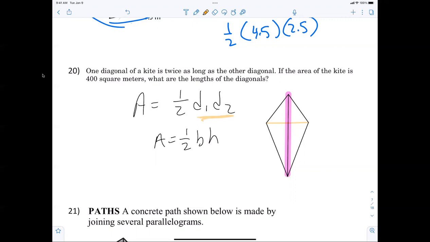So I'm trying to tell you, if you forget, don't worry about it. Just draw the kite and derive the information for yourself. That's what I'm trying to show you.